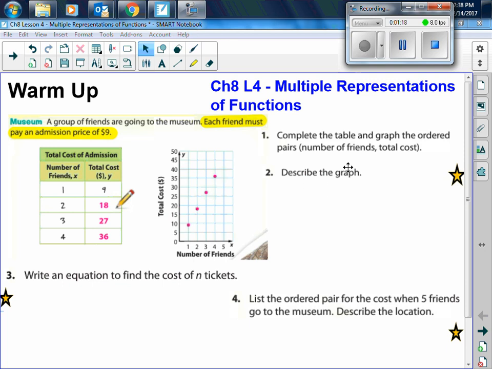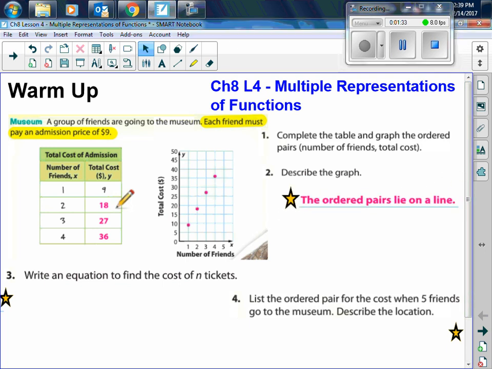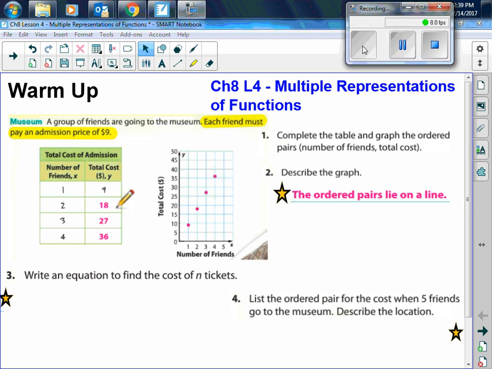Number 2 says describe the graph. Looking at this graph, we have number of friends here, total cost here, and these are our ordered pairs that are graphed. What does it look like to you? A straight line. Very good. So the ordered pairs lie on a straight line. Now, let me ask you this. Should I connect the dots? Should I draw the line?